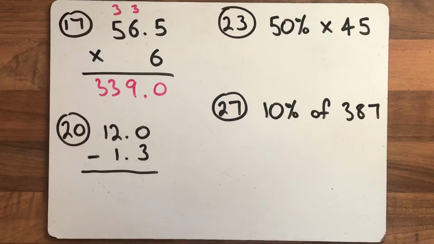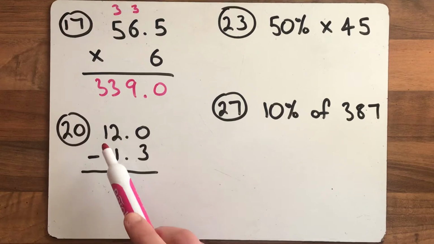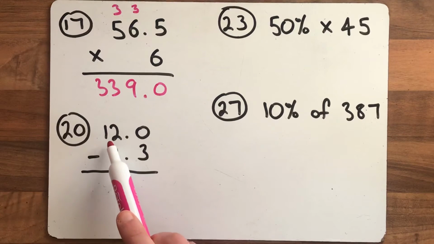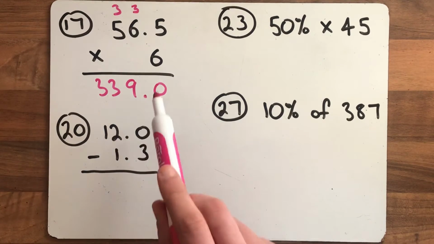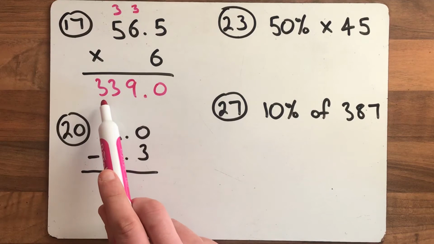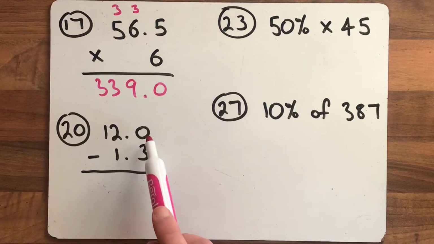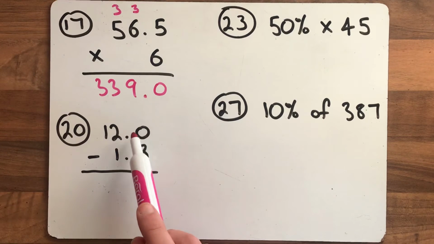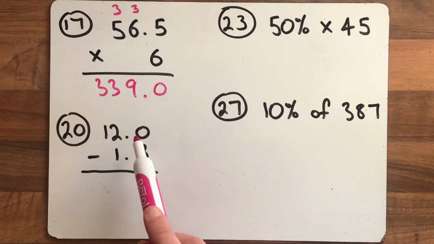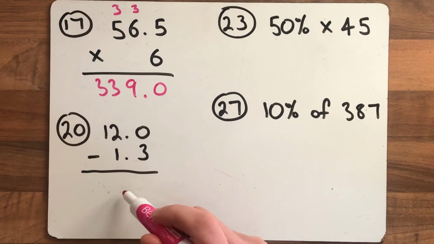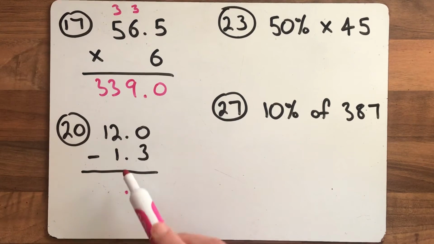So another decimal question, number 20. This question was actually 12 subtract 1.3. All I've done is put 12.0, because remembering, just like how this is still 339.0, it's the same as 339. 12.0 is the same as 12, isn't it? It's just saying that there's nothing after the decimal point. But in this case, it makes it easy because we can line up those decimals, golden rule of decimals. So our answer is also going to have a decimal in.